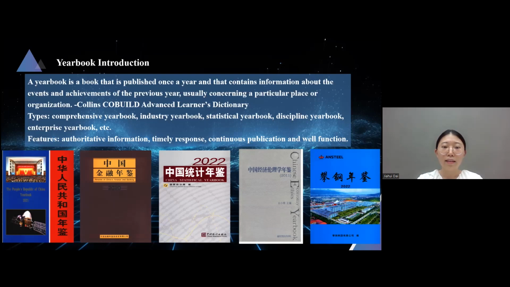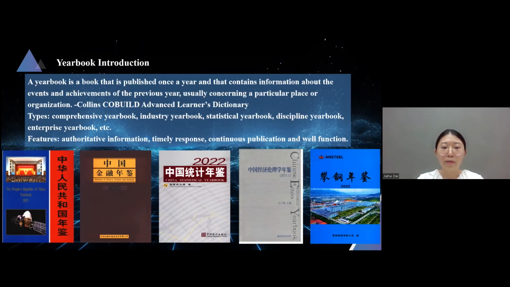Thirdly, statistical yearbooks collect all kinds of digital data and related written materials obtained from statistical work, and systematically and truly reflect the development of a certain region and an industry. The name of this kind of yearbooks usually contains the word statistical or statistics. For example, the China Statistical Yearbook shown below.